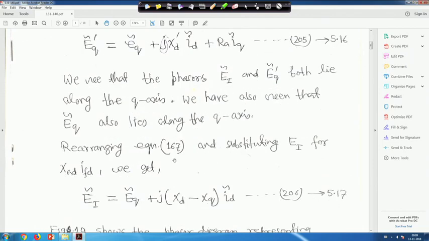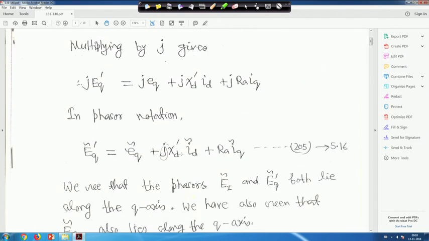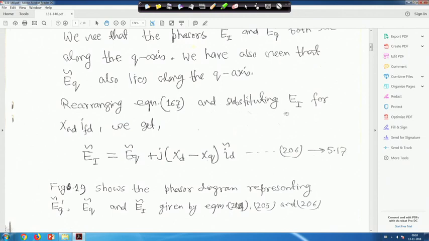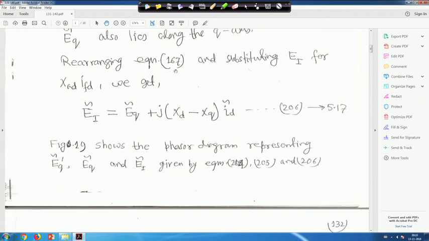So, rearranging equation 167, and substituting E_I for x_ad I_fd, we get that E_I tilde is E_q tilde plus j(x_d minus x_q) I_d tilde. You go back to equation 167 and replace your x_ad I_fd by E_I. This is equation 206.